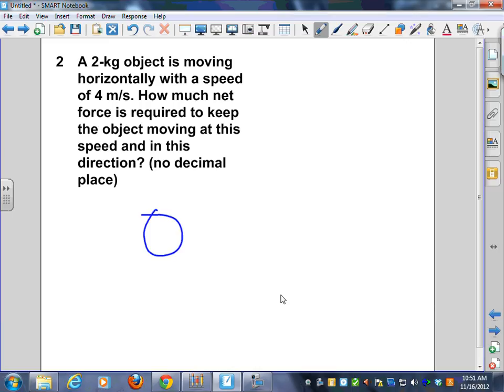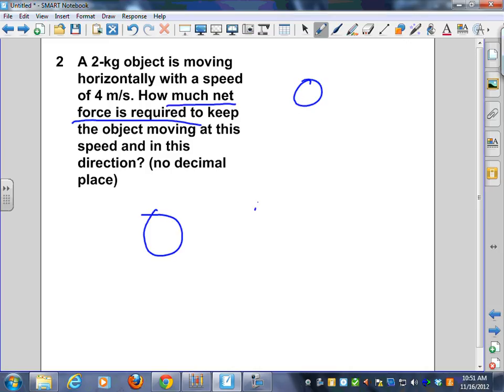An object in motion stays in motion. The key is that it says how much net force is required. The net force has to be 0. Net force means the sum of all the forces. We are used to things happening on Earth that have friction, right? But if you want to keep something moving, you need a push. But when you push against friction, your net force is equal to 0. So watch out for that question.